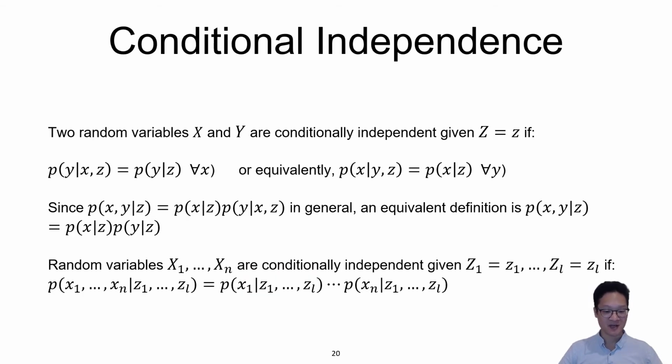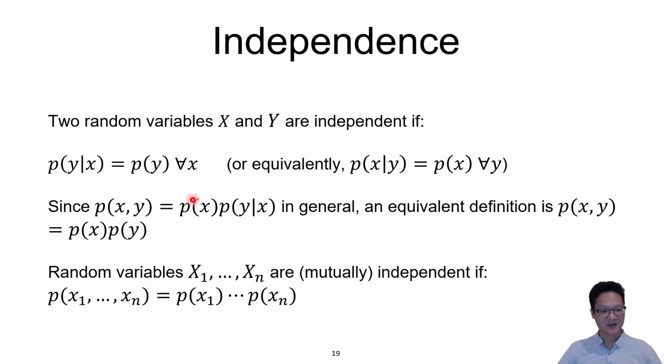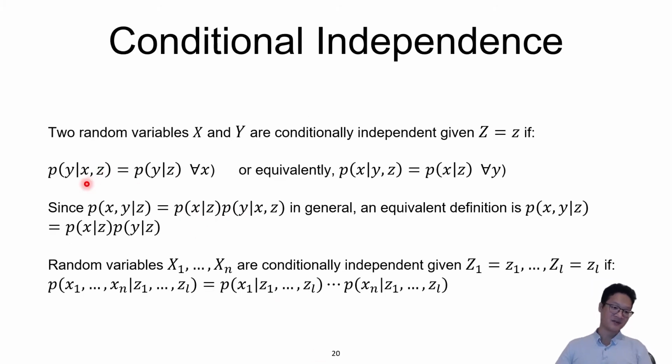So now the conditional case, right? Whenever we talk about conditional cases, everything will be exactly the same, except that we're going to be conditioning on some additional variables for every term of all of these equations. So p of y given x and z is equal to p of y given z for all x.